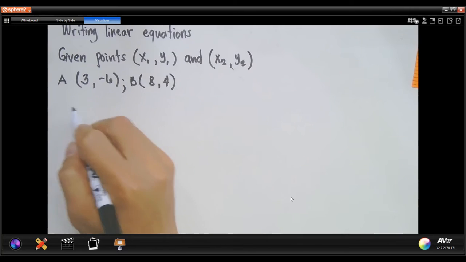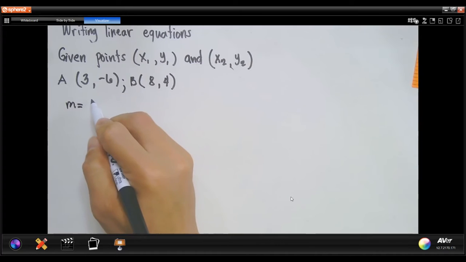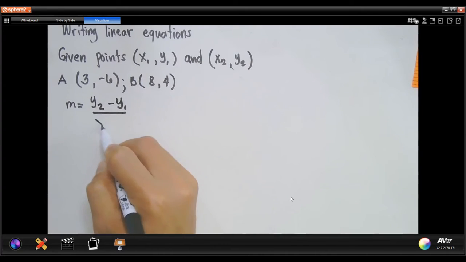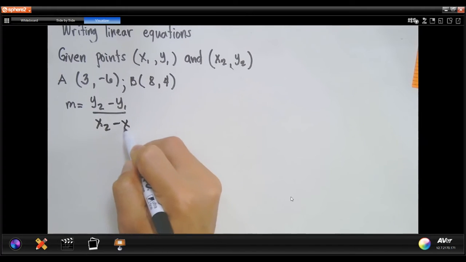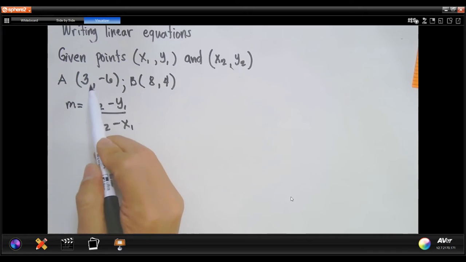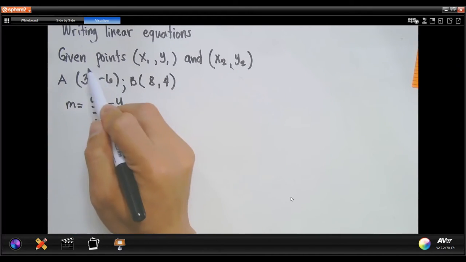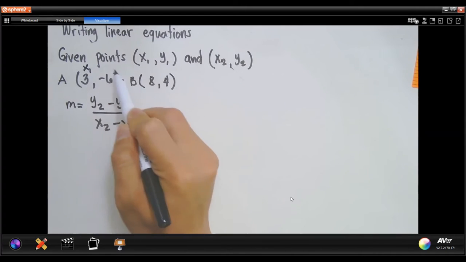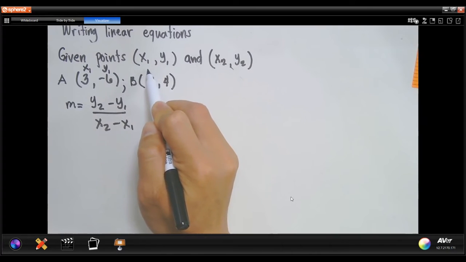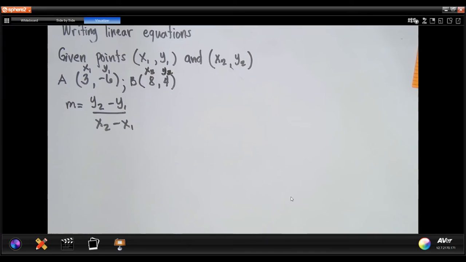That's right, by writing the formula of our slope. So m is equal to y2 minus y1 over x2 minus x1. Now let's identify our x's. So since this is my first point, I will name that as x1 and y1. This is my second point, so I will name this as x2 and y2. Now just plug in.